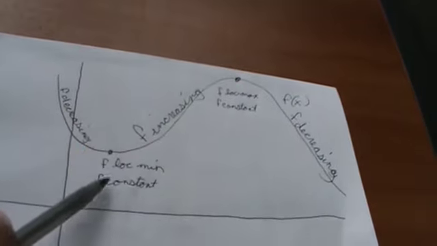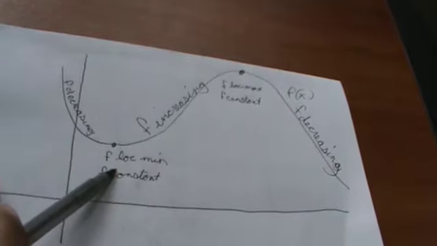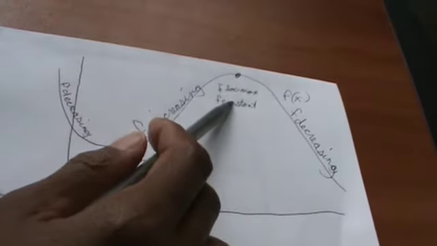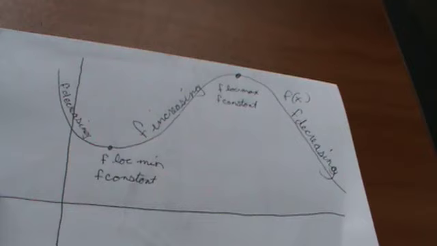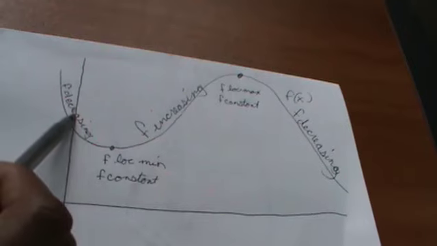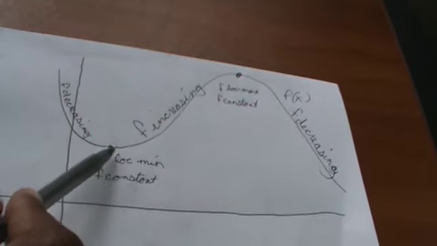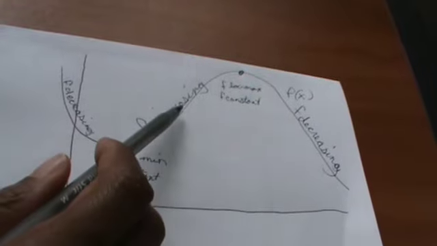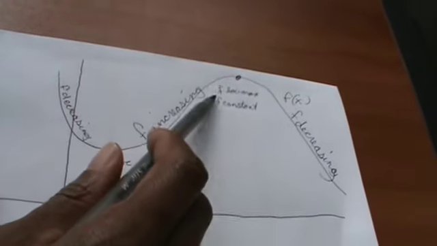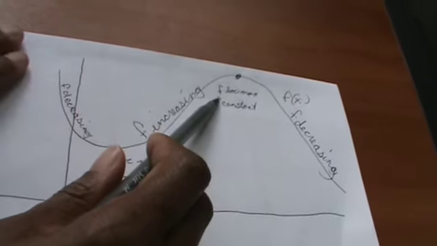then your function decreases. Okay, so this is considered to be a local minimum. It's the lowest point in this region. And this is a local maximum. Okay, so you'll notice that the transition from decreasing to increasing is right here at the local minimum, and the transition from increasing to decreasing is right here at your local maximum.